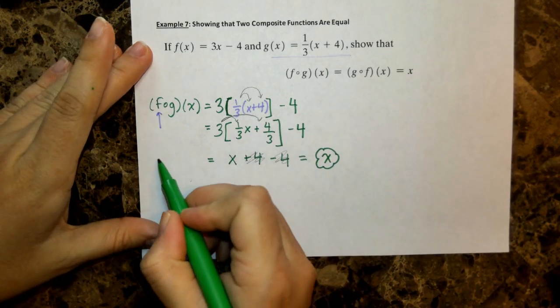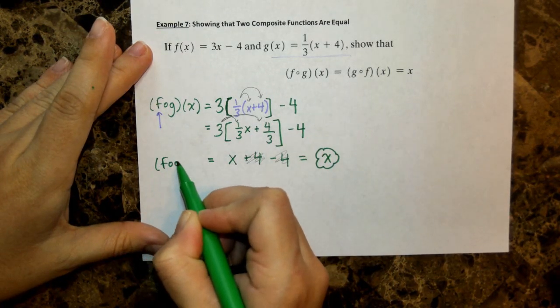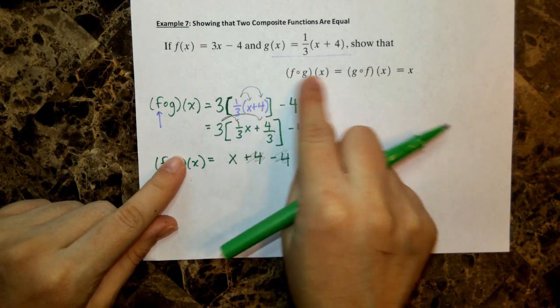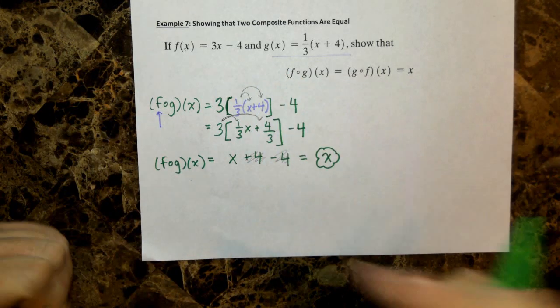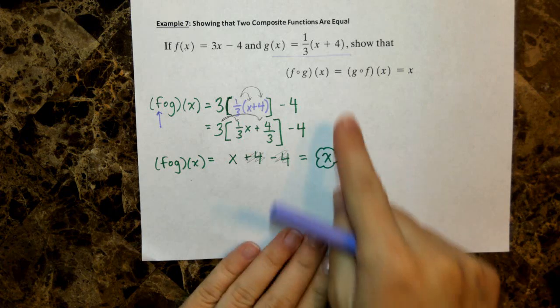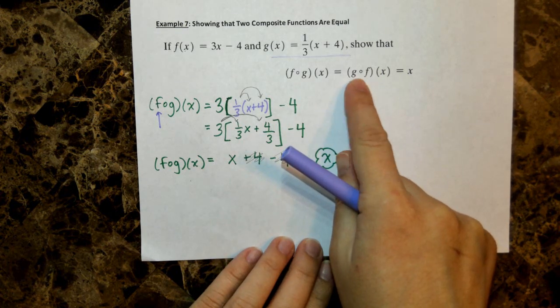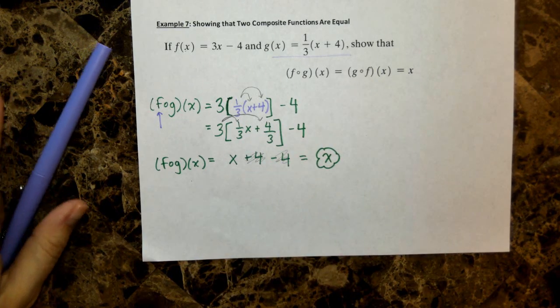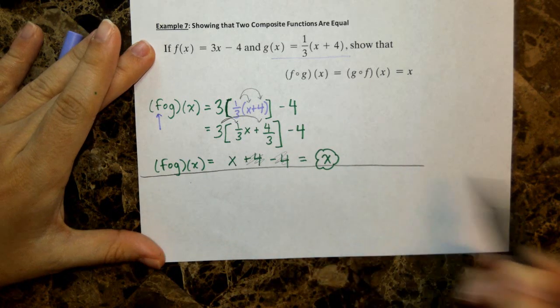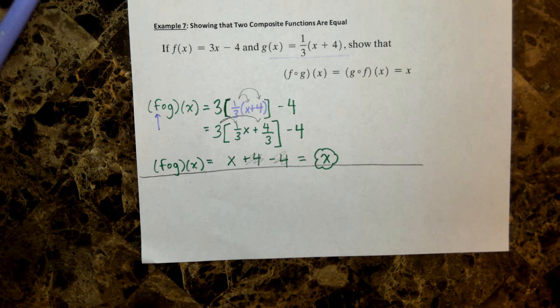Okay, and so this was our first part, f composed with g of x. And it says, show that this whole thing equals x, which we've done. So we've done half of the question. And then the second part says, also show that g composed with f of x is equal to x. So I'm going to do the math on that. Go ahead and separate these two parts, and I'm going to do it again.